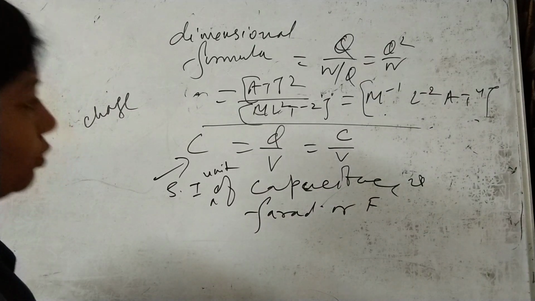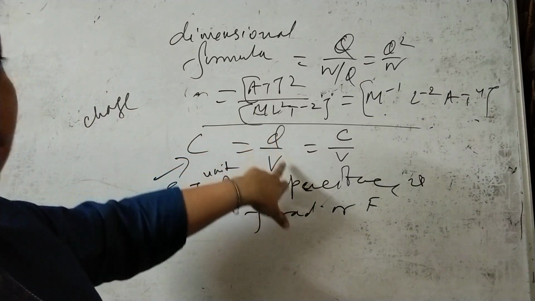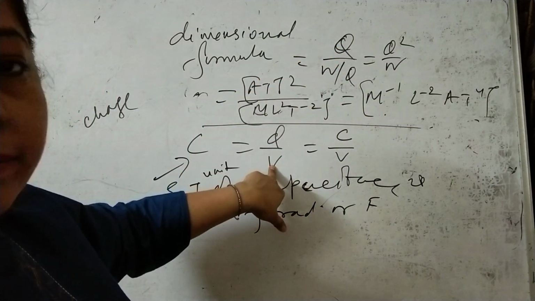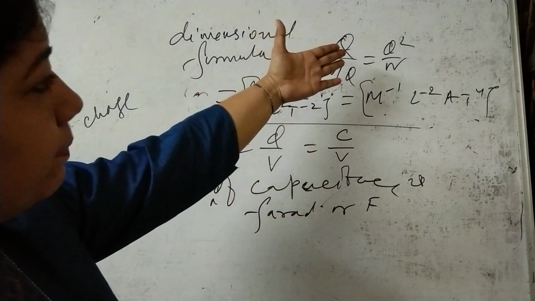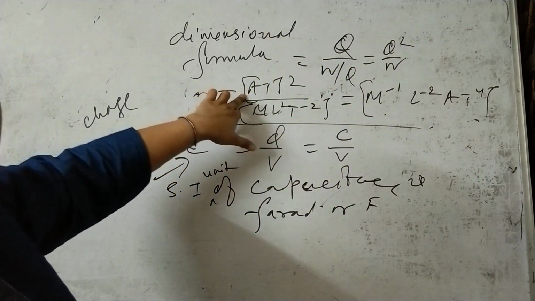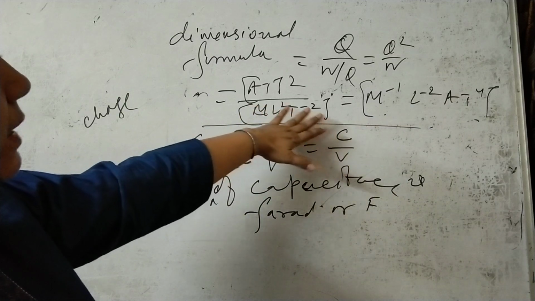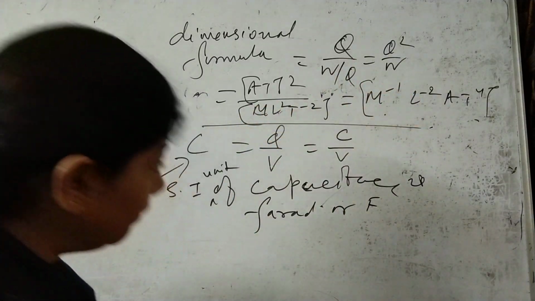It's easy to do. C equals Q by V, and V is work done by charge, so it becomes Q squared by W. Q squared is (AT) squared, current into time, and then you have the work done, ML squared T to the power minus 2. Then you just solve, and you get your values there.